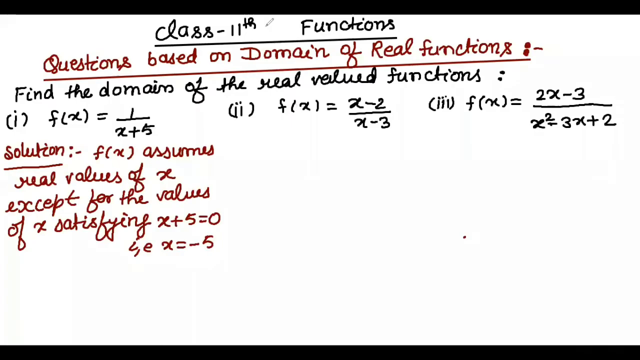So according to that, f(x) assumes real values of x except for the values of x satisfying x + 5 = 0. So x = -5 we can't take. So domain value will be here finally, domain of the function f, that will be all real numbers minus {-5}.